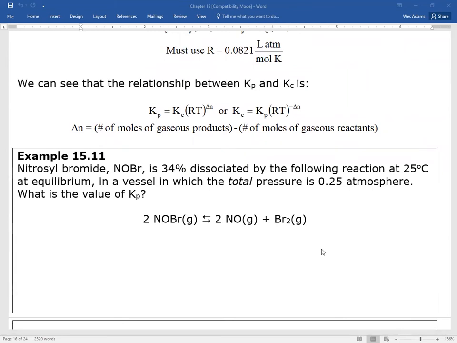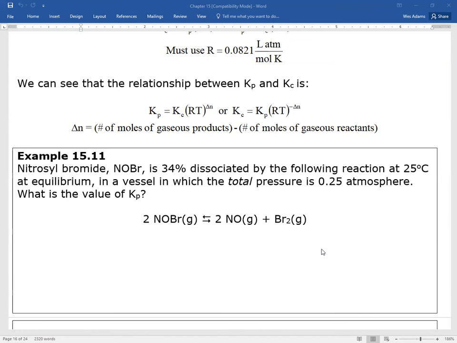So let's say we've got nitrosyl bromide, NOBr, and it's 34% dissociated by the following reaction at 25 degrees Celsius at equilibrium in a vessel where the pressure is 0.25 atmospheres, which is what has to go into Kp, so we're okay. And so we want to know the value of the Kp. This is a little bit different equilibrium problem than we've worked. You could work a problem like this with concentration as well, but we'll do something a little different so we're not doing the same problem over and over.